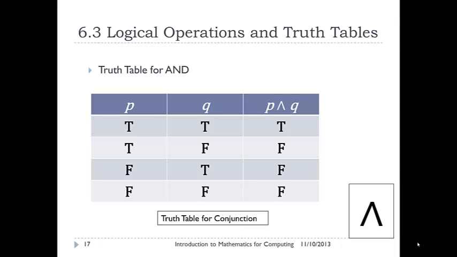So this is the truth table for conjunction. So conjunction, we just think of the AND operator. And the truth table as displayed here is the full table. There are no other possibilities available for us in terms of the combinations that can be formed with P and Q.